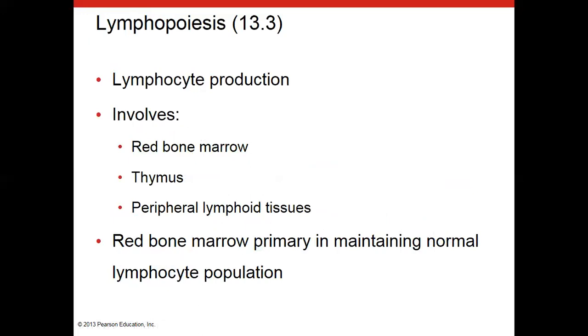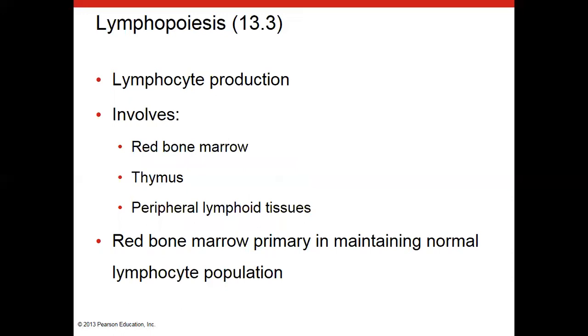Lymphopoiesis. So we talked about erythropoiesis when it comes to the production of red blood cells back in the blood chapter. An erythrocyte is a red blood cell. A lymphocyte is a type of white blood cell, right? So lymphopoiesis is the process of the production of lymphocytes. And it involves a couple tissues: red bone marrow, the thymus, which is a gland in the lymphatic system, and peripheral lymphoid tissues that we'll talk about.